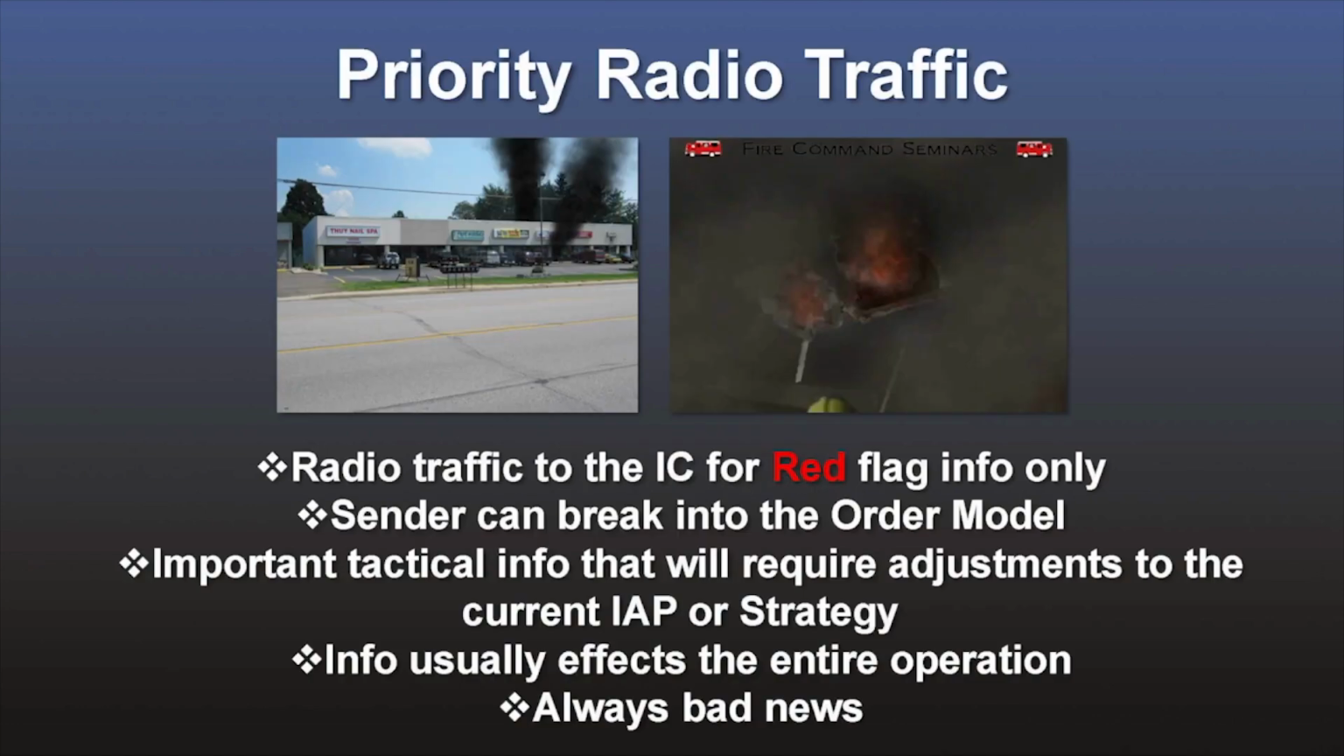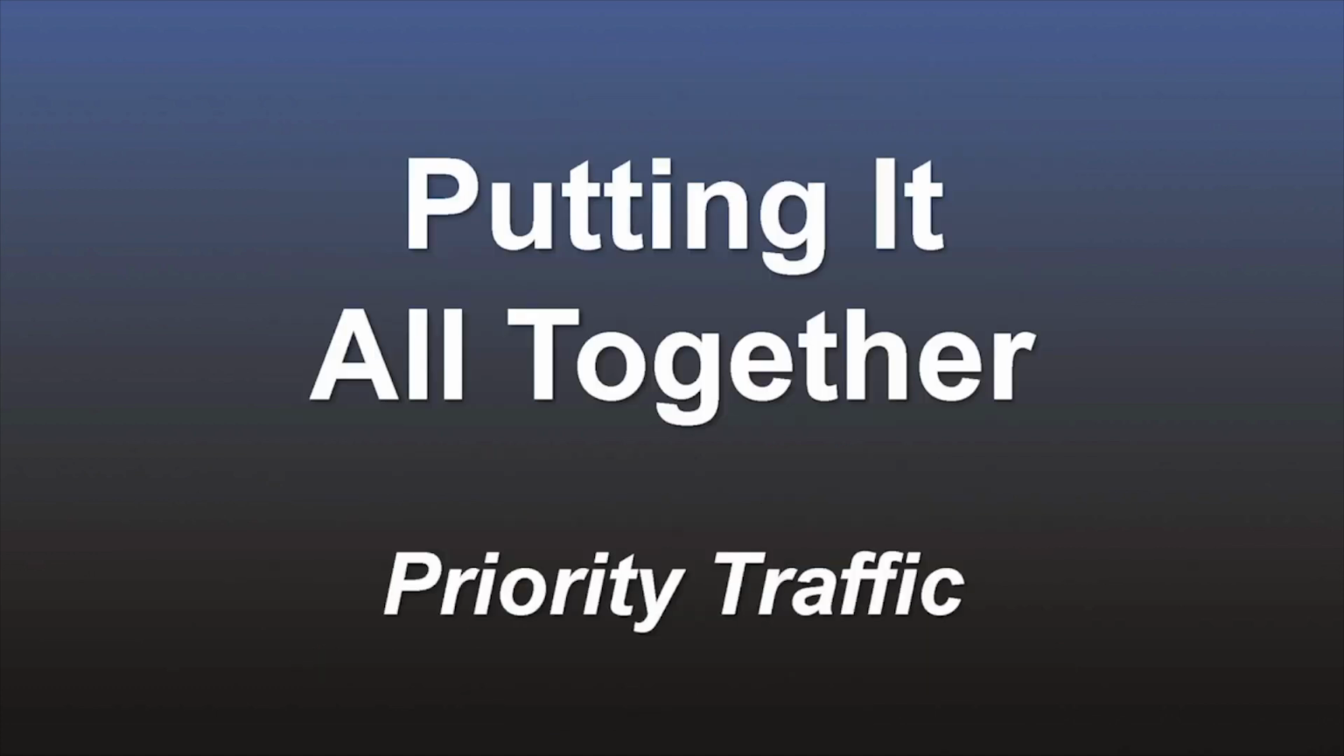Priority radio traffic. Priority radio traffic is used for bad news or red flag reporting and should be communicated as soon as possible. Priority traffic should follow the order model, but can interrupt communication loops when necessary. Putting it all together, priority radio traffic. In the next slide, we will provide an example of priority radio traffic.